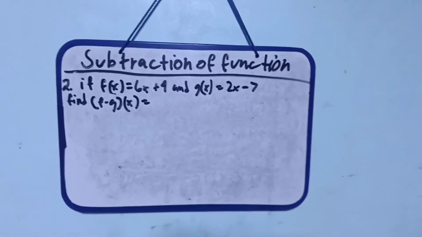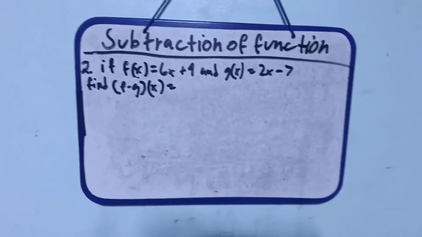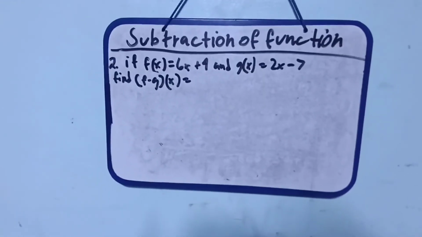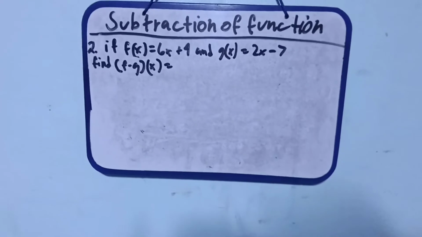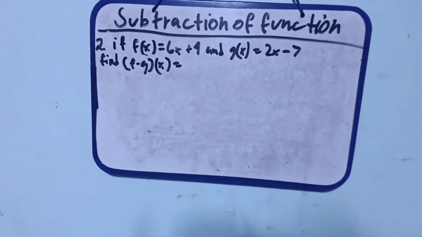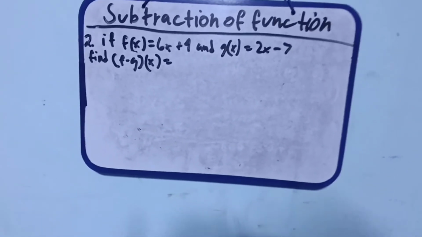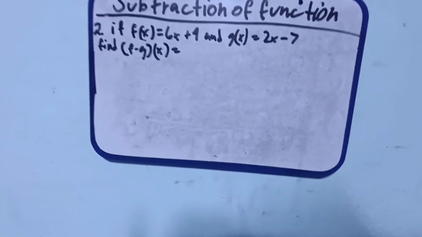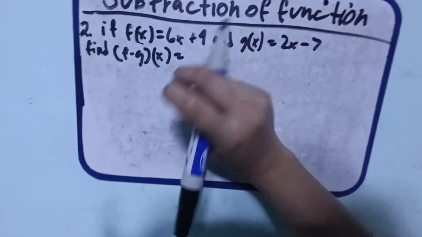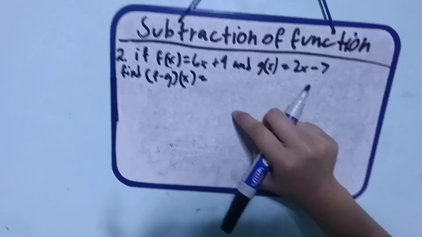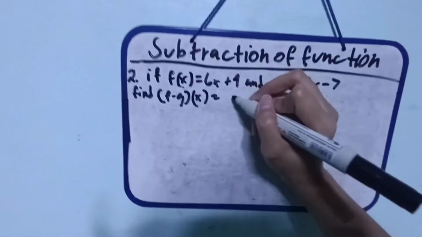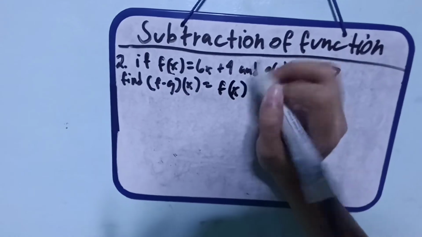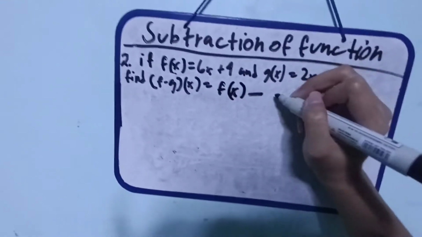So problem number 2 naman tayo. If f of x is equal to 6x plus 4 and g of x is equal to 2x minus 7, find f minus g of x. So let's follow the same thing that we did lang then. So that would be f of x minus g of x.